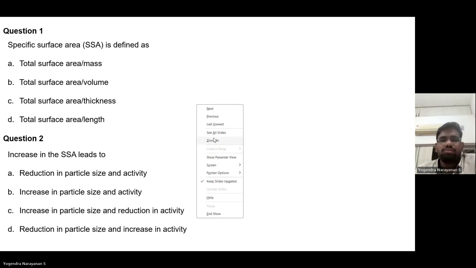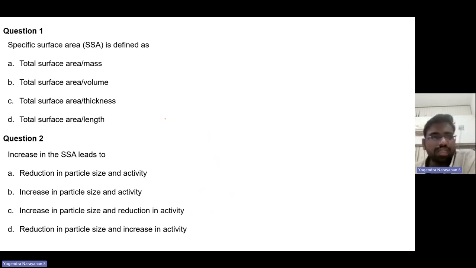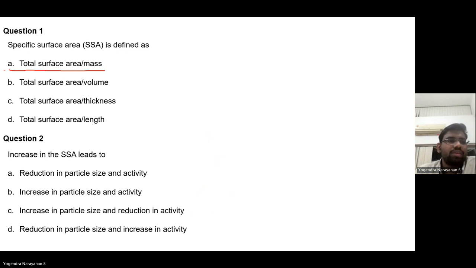So, by definition, specific surface area is defined as total surface area by mass. And for a deeper understanding, let us see how specific surface area is calculated for a volume.